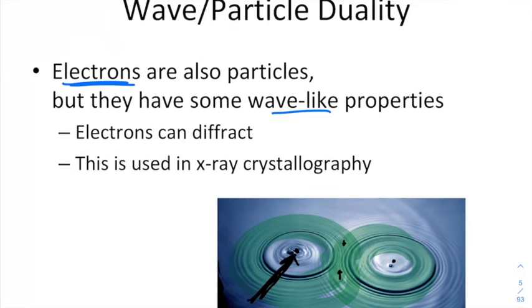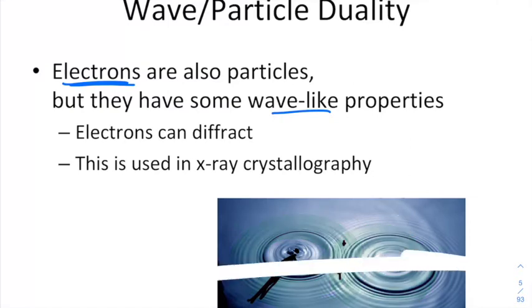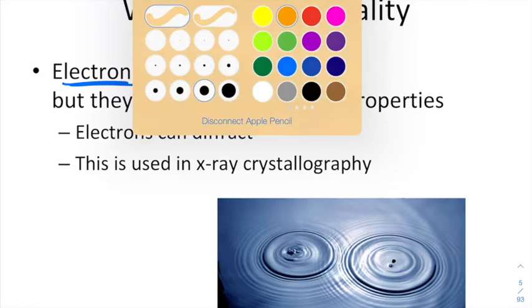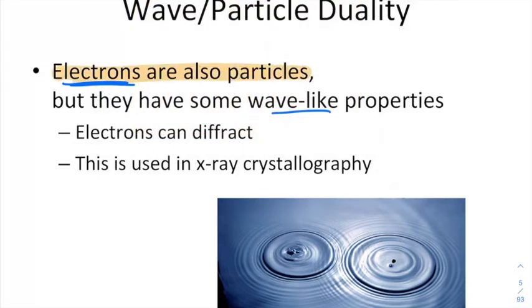It's not as simple as just shooting an X-ray the way we do when you're at the doctor's office. But I show you this not because I want you to become experts at X-ray diffraction, but because I want you to know that it's not only light that has this wave-particle duality, that electrons are also particles that have wave-like properties. Any questions on this one?